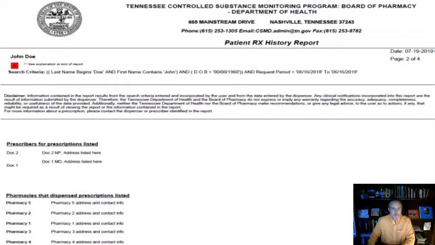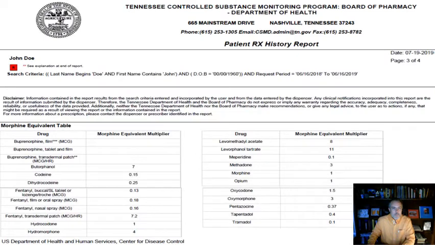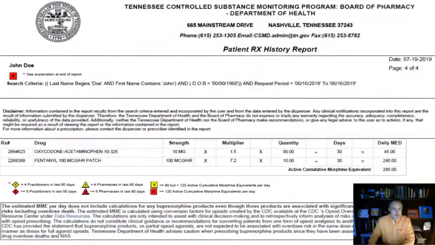The next page shows some calculations that are used to calculate the morphine equivalents. This is for your reference because it's automatically calculated, and on the next slide it will do the math for you. So this is where it's taken what the patient has in their possession and has done the calculations to come up with the active cumulative morphine equivalent.